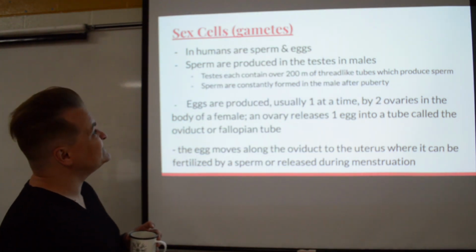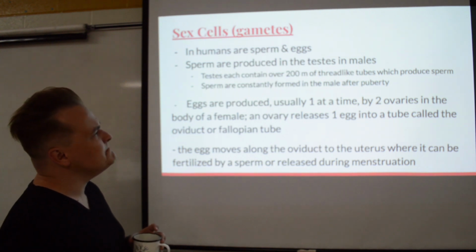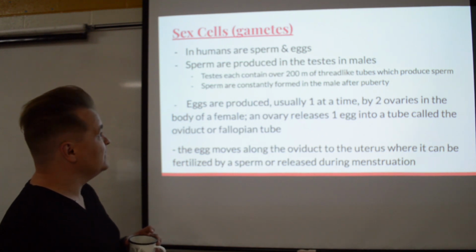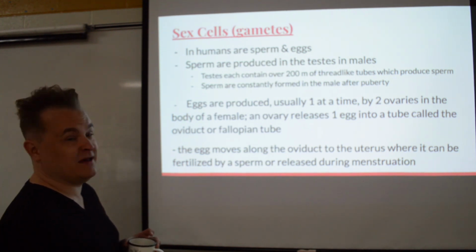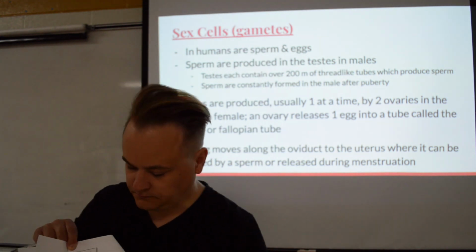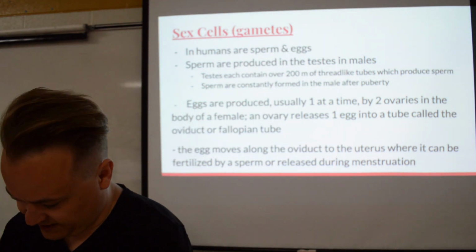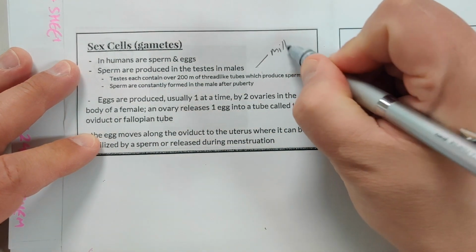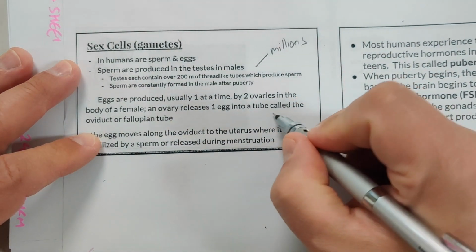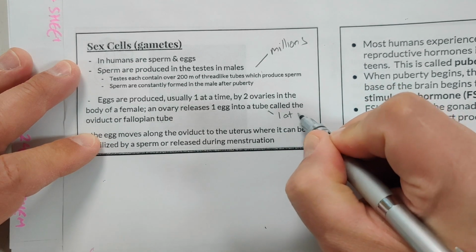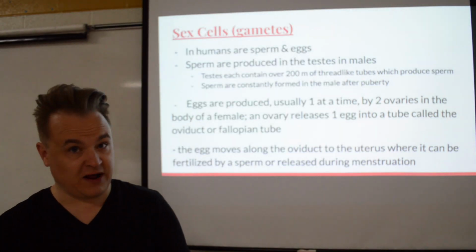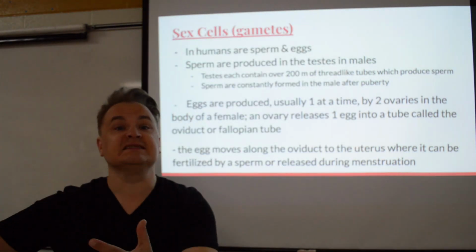Sperm are produced in the testes in males. Testes each contain over 200 million thread-like tubes which produce sperm. Sperm are constantly formed in the male after puberty. Now, that's something that should be noted, right? Millions versus one at a time, right? So the sperm, which we'll learn about after, but this is going to be something that you're going to see in an assignment later on, right?